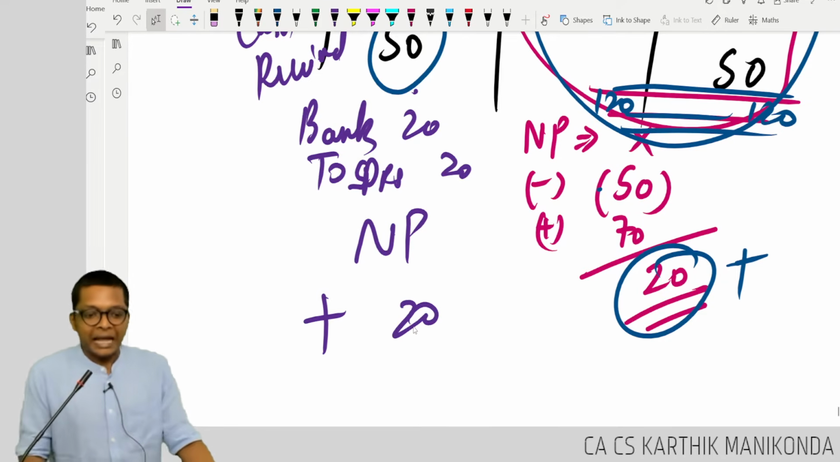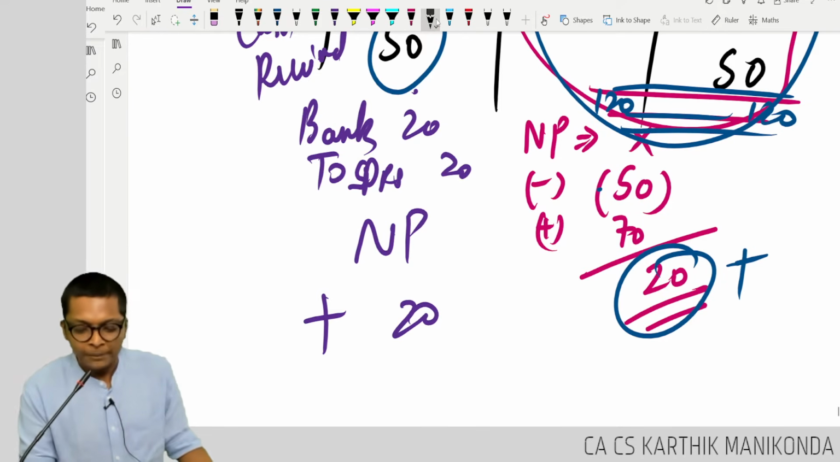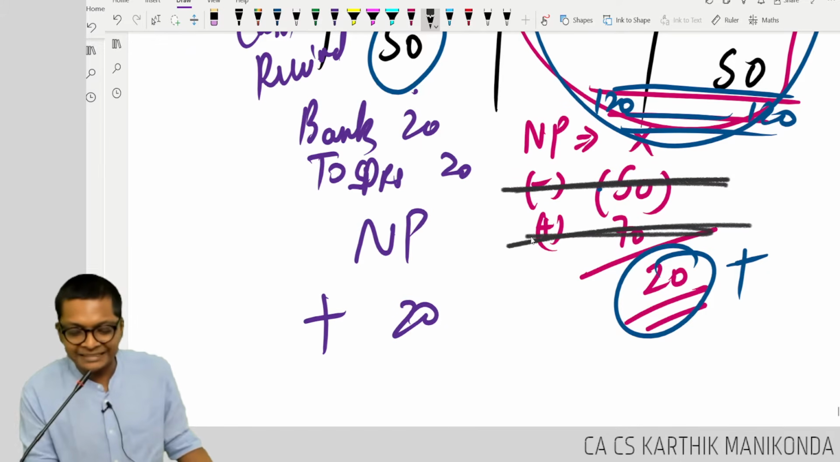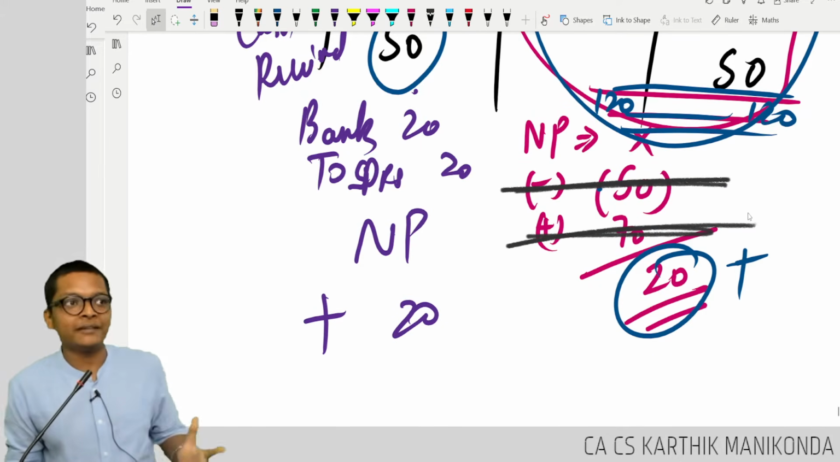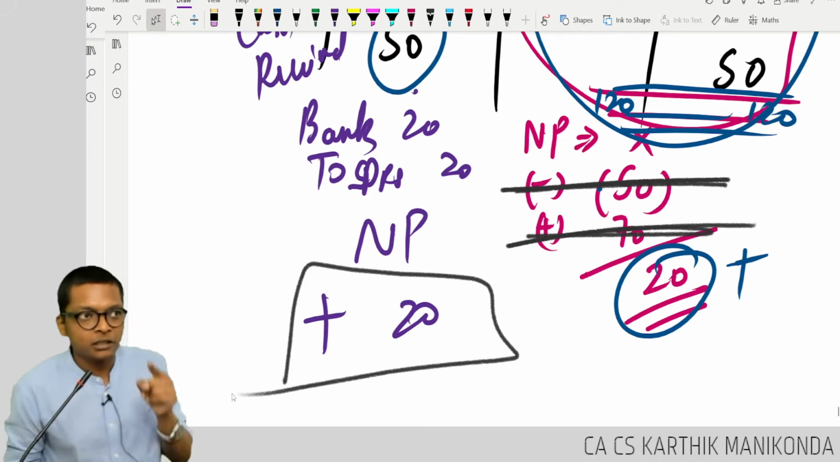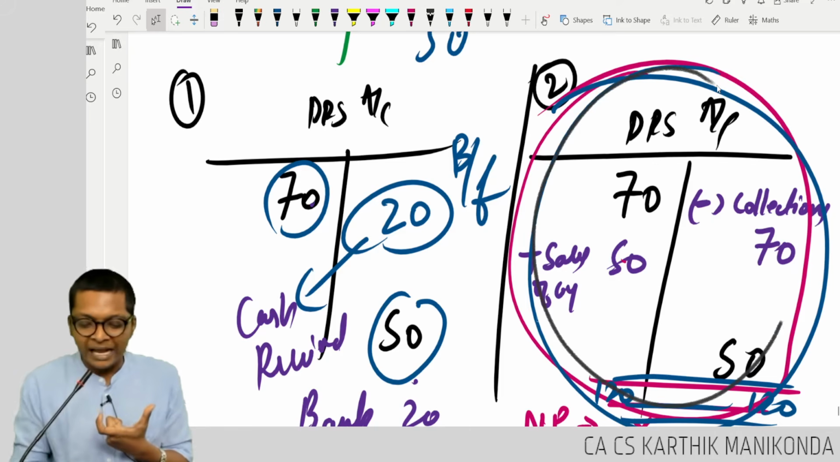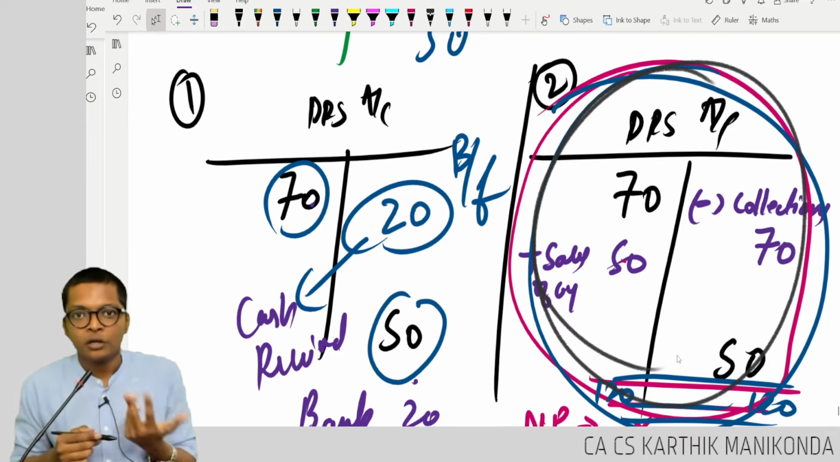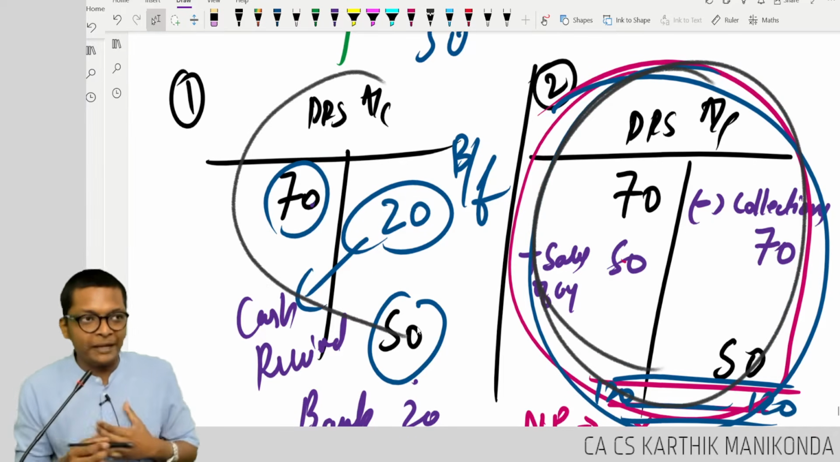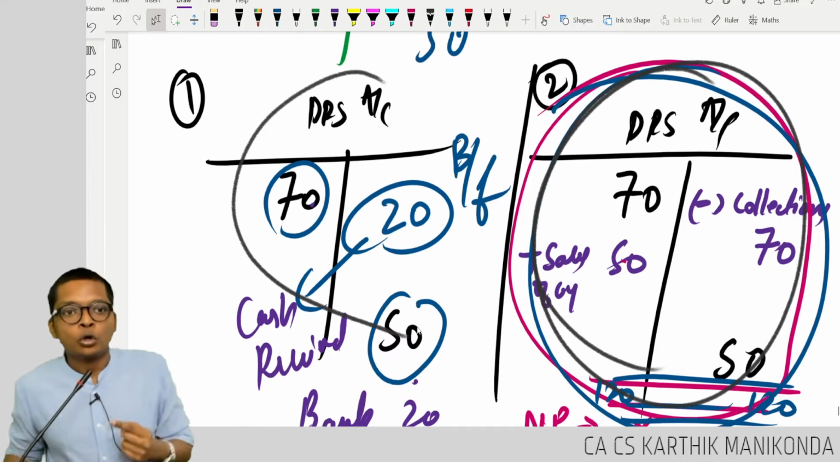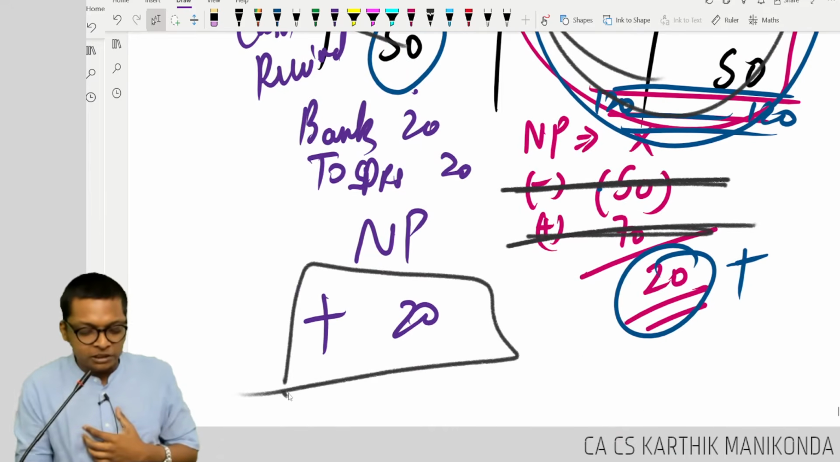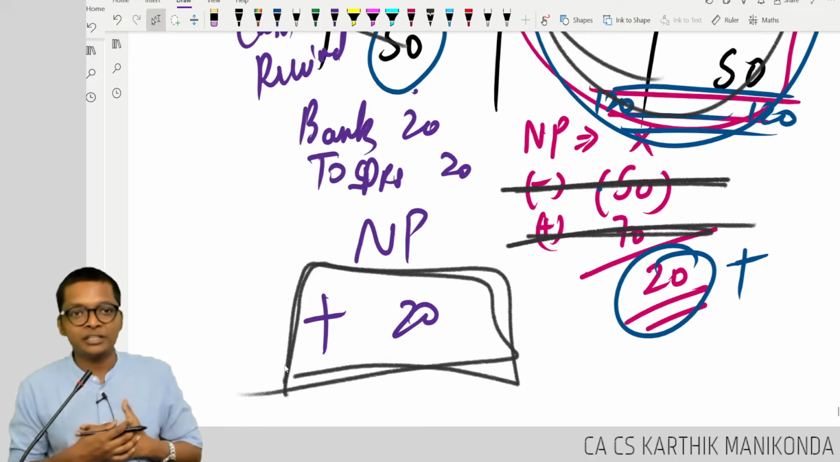20. I will not do minus 50 plus 70 because data is not available. I will directly add what? 20. Are you following, guys? Both are the same answer. When you have information, you will do case 2. When you don't have, you will just compare what? Opening and closing balance and add how much? 20. Are you getting the logic?